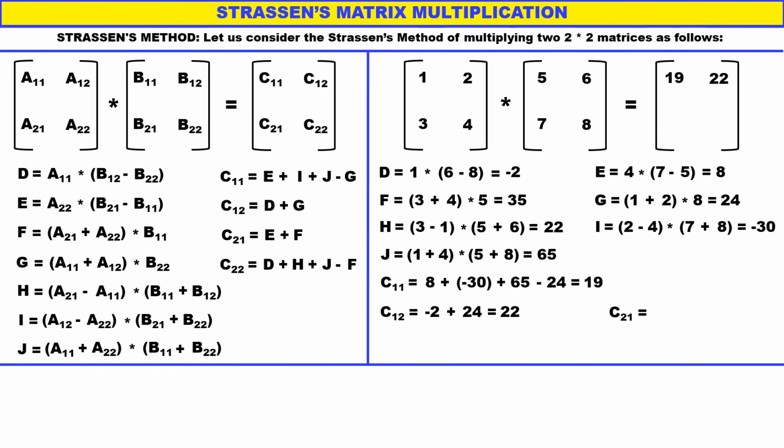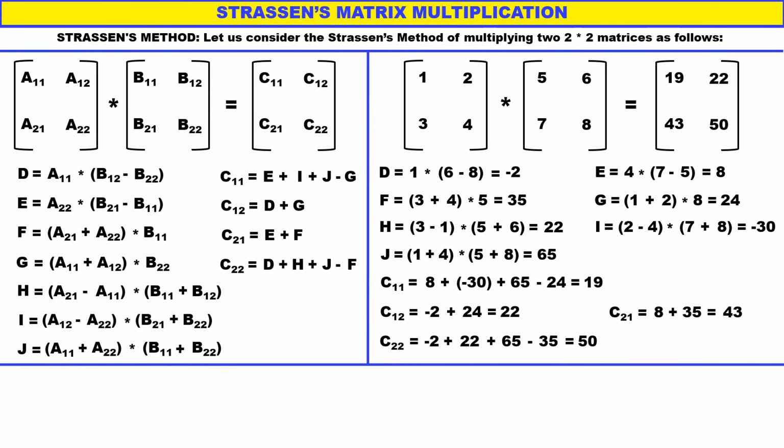C21 is E plus F. E plus F is 8 plus 35. 8 plus 35 is 43. Similarly, C22 is D minus 2 plus H, 22 plus J, 65 minus F, 35, which is nothing but 50. So we got the same answers as we got using the traditional method.